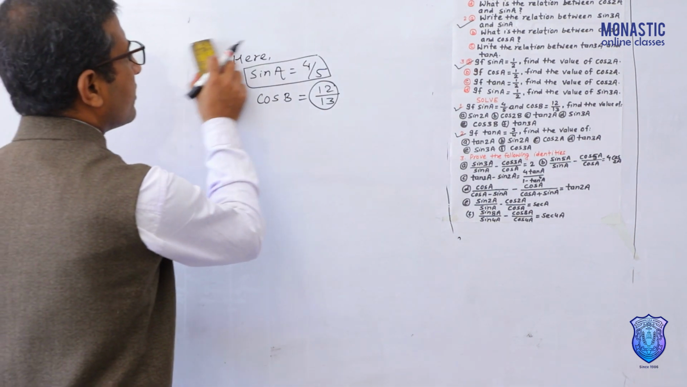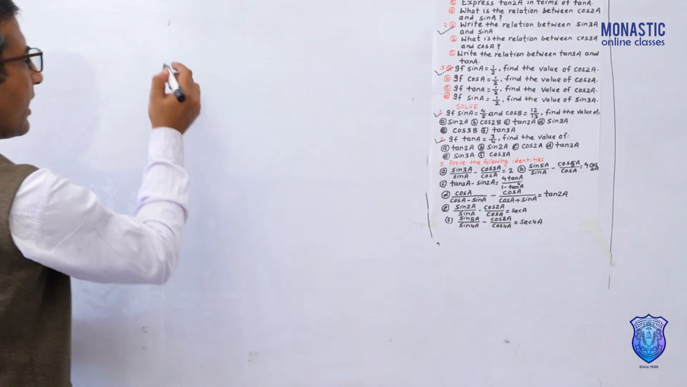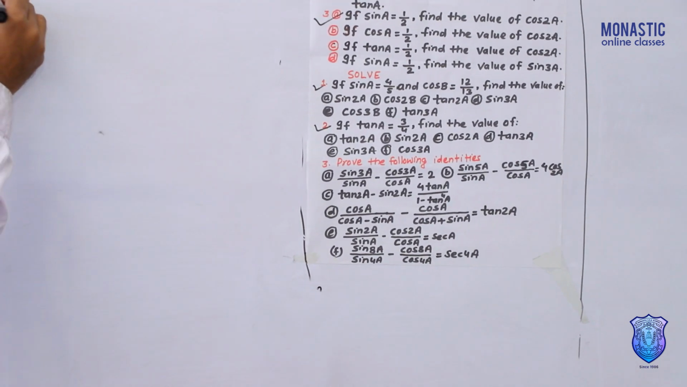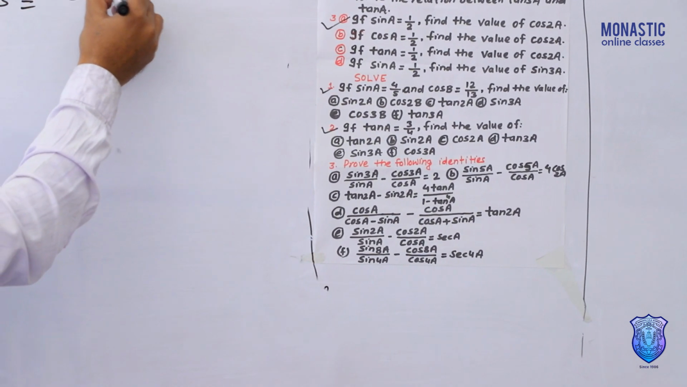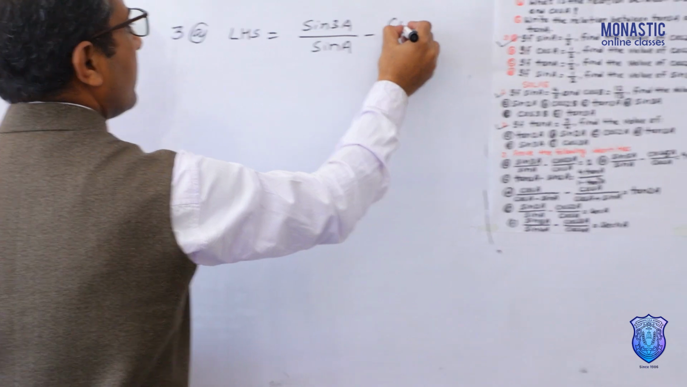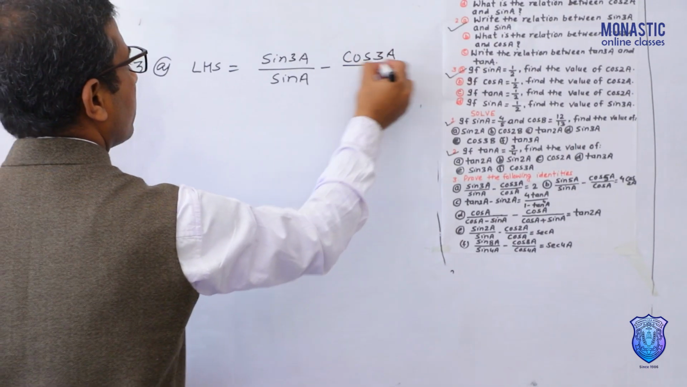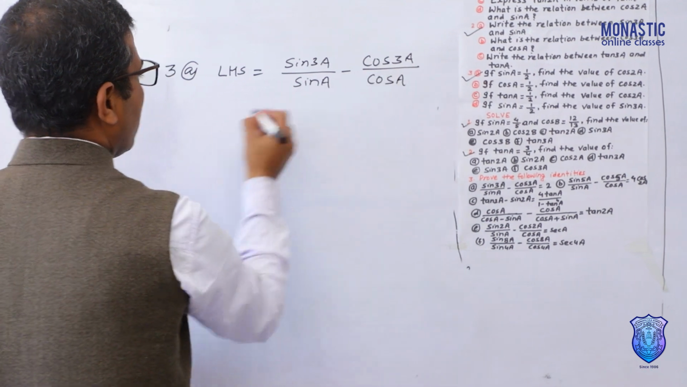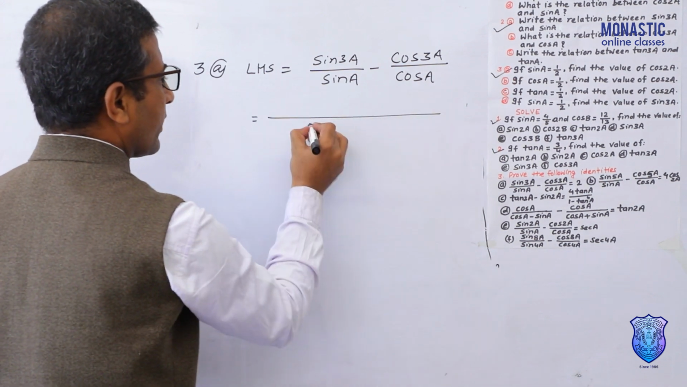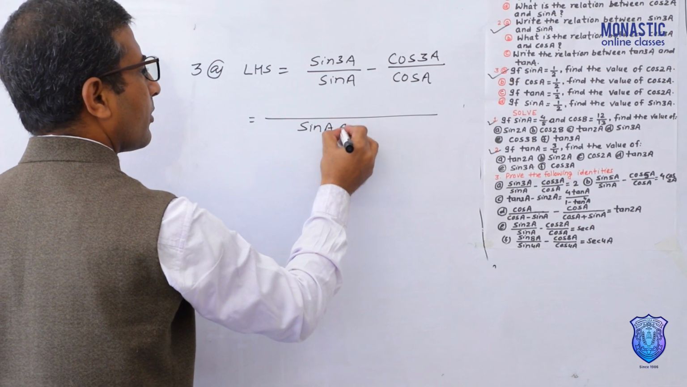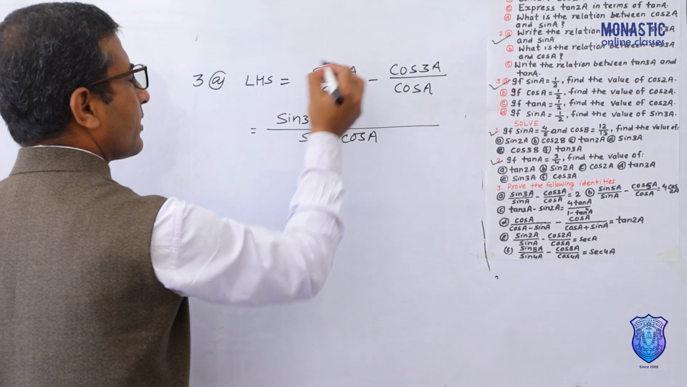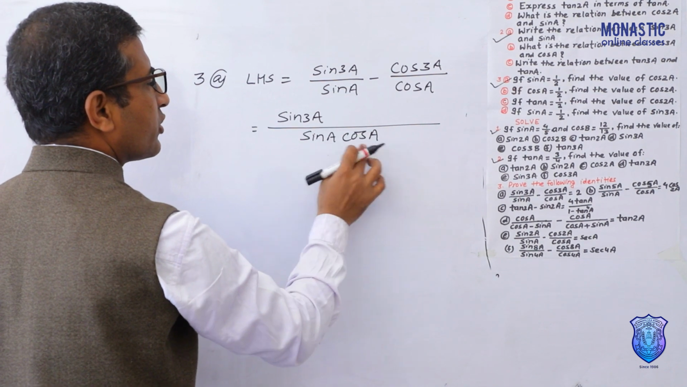Now let's start from question number 3. That's how to prove these questions. That's the important thing. Start now. In the first question we have sin 3A by sin A minus cos 3A by cos A. There are two possible ways for us. First, take the LCM. Do the simplification. Here it is sin 3A. In the LCM it is sin A cos A.